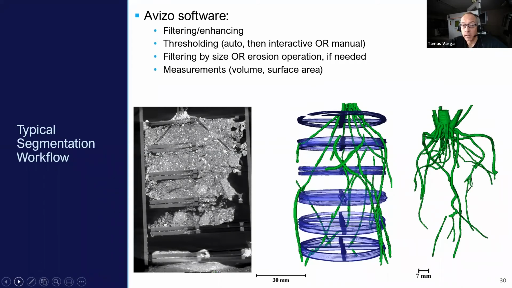And then once we achieve a segmentation, like the one on the right, we might have some particle-like features floating around, basically leftover phases of the same density as the root. We can filter them out by size or using an erosion operation as needed, and then clean up the image. And then on the final image, we can do volumetric measurements such as volume, surface area, etc.